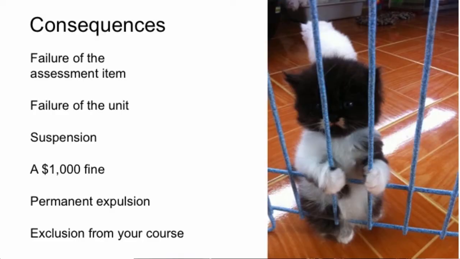We're talking here about failure of the assessment item, failure of the unit, suspension, a $1,000 fine, expulsion, or even permanent exclusion from your course. This depends on the severity of the breach of academic integrity.